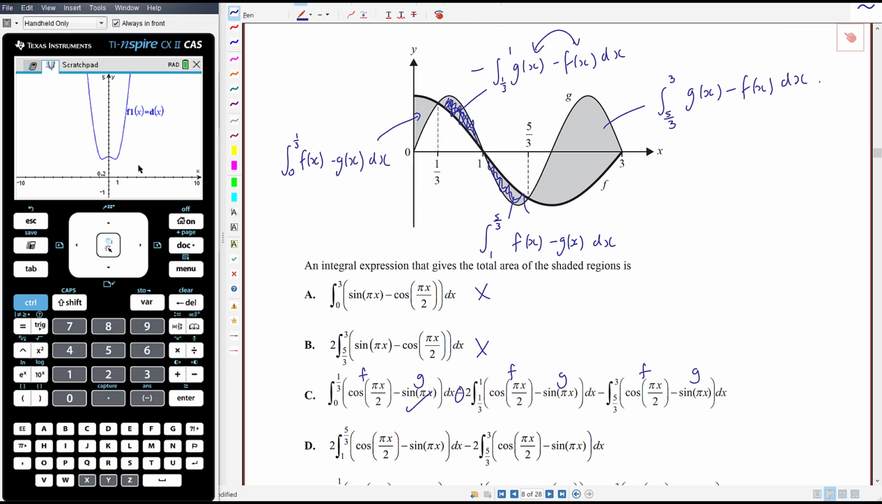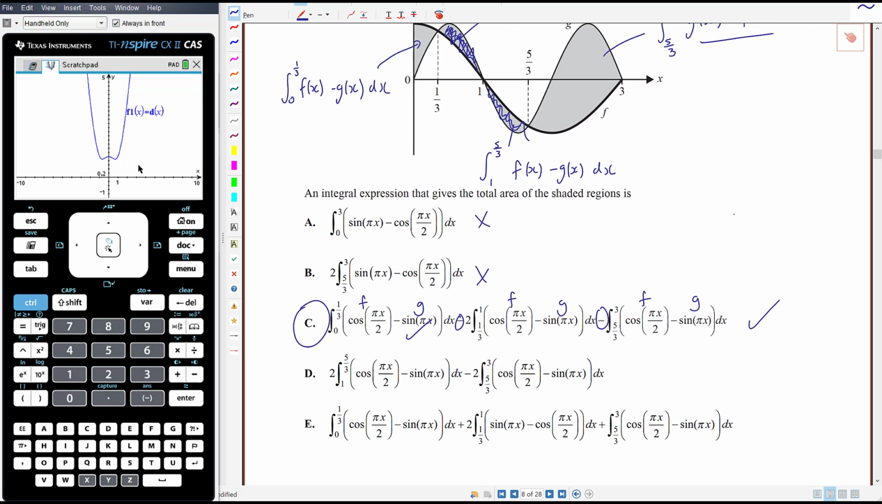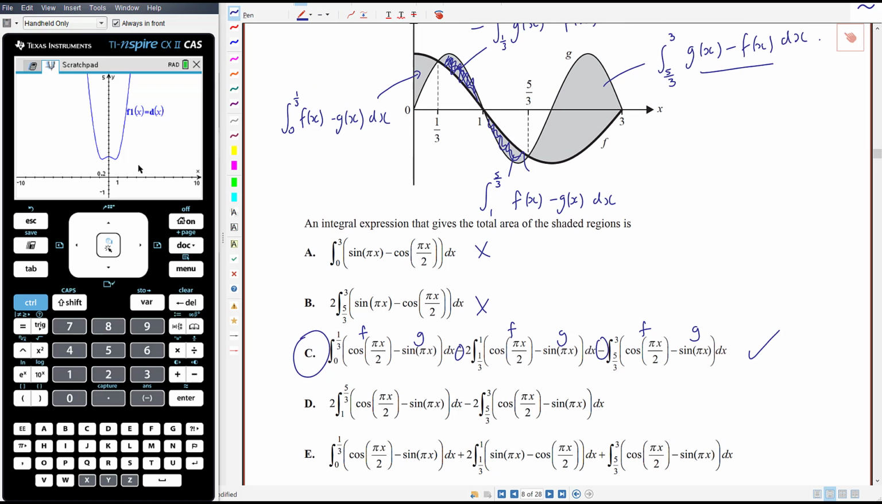And then this one, again, they've done minus because they've done f minus g where it should be g minus f. That's what the negative is for, 5/3. So I think it is C. Let's just see if we can rule out the others.